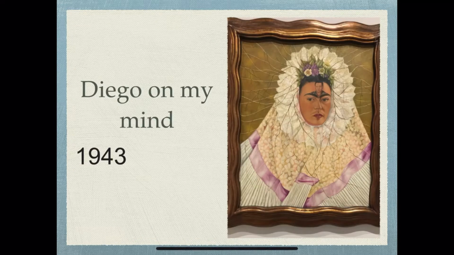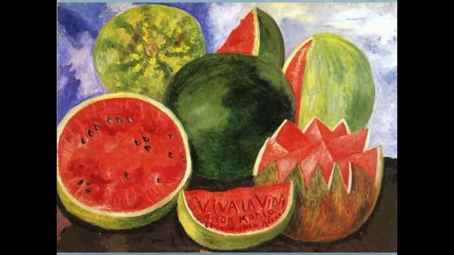This is one of my favorite paintings of hers. This is Diego on My Mind. It was painted in 1943. And lastly, we're going to be looking at what we're going to be recreating today. We're going to do a little bit more of a realistic drawing of one of her artworks, and it's going to be her watermelon painting. It'll be a little bit more simplified, but I know you guys are going to do absolutely amazing and you guys will love it. I know it.